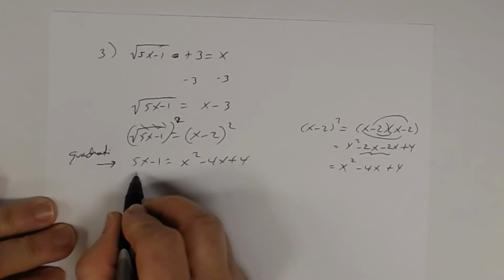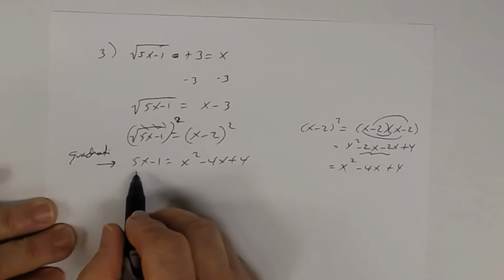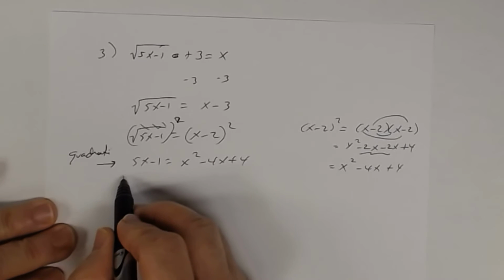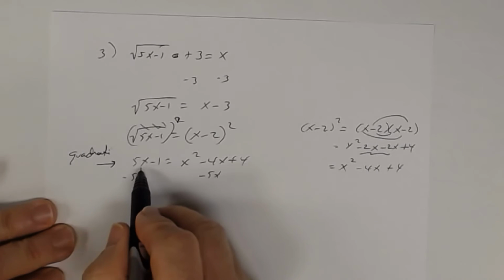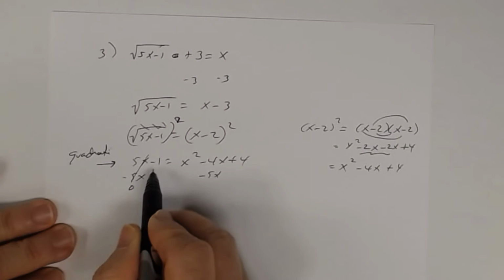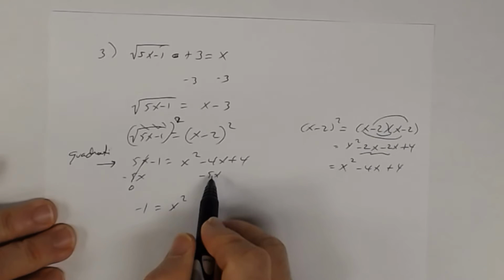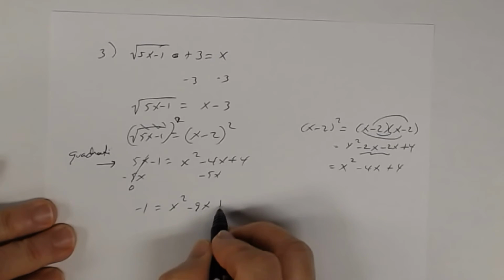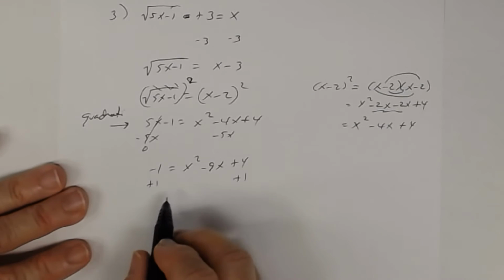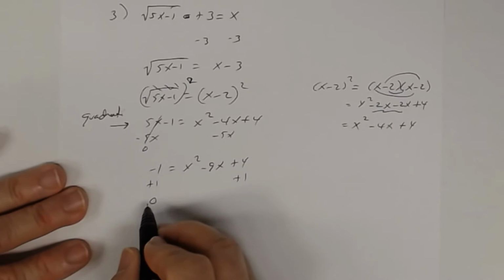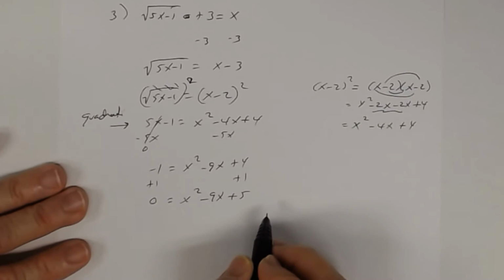Okay, so let's go ahead and notice. Remember, when you're solving a quadratic equation, you want to get 0 on one side. So we want to put this in standard form. So I'm going to go ahead and subtract 5x from both sides. Notice I'm aligning my like terms. Then when I combine like terms, this is 0. 0 and a negative 1 is a negative 1 equal x squared. A negative 4x and a negative 5x is a negative 9x, and then plus 4. Adding 1 to both sides this time, and notice I'm aligning my constants. Negative 1 plus 1 is 0, equal x squared minus 9x plus 5.